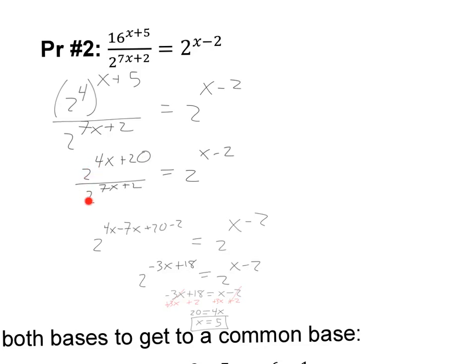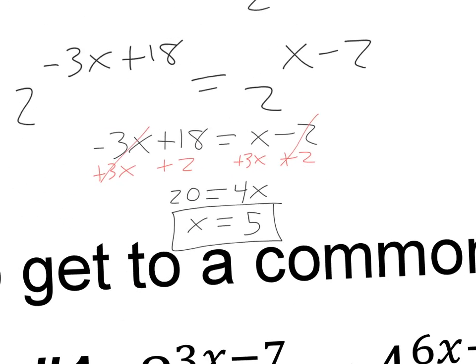Now I have the same base on top and bottom, which means that I can subtract exponents. So 4x minus 7x and 20 minus 2, because those are like terms. 4x minus 7x gives us negative 3x, and 20 minus 2 gives us 18. And since the bases are now equal on either side, we could set the exponents equal to each other, which is what I did here, and then I solved for x, and I got x equals 5.